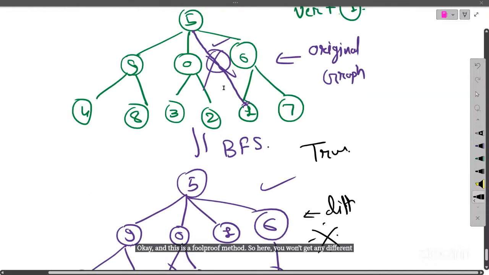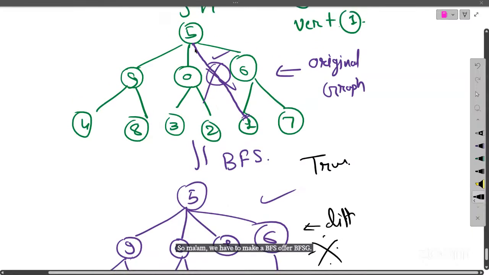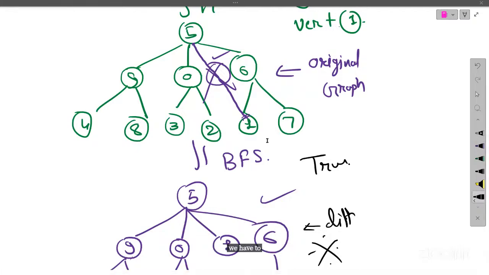So, ma'am, we have to make a BFS tree by just inserting one edge? Correct. Whatever option is there, just insert it. We assume that there exists an edge between those two vertices and then make a BFS.